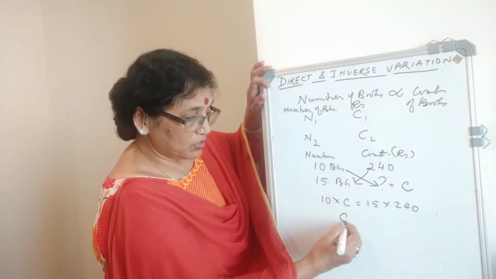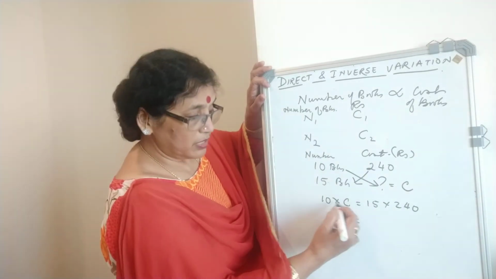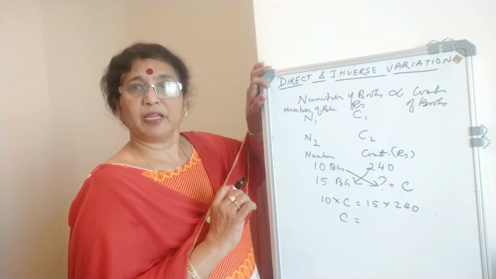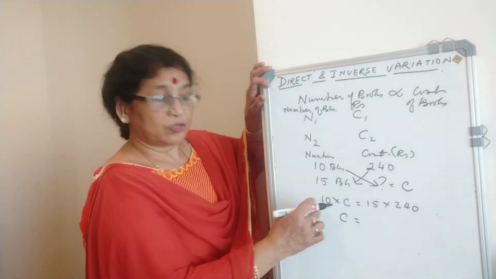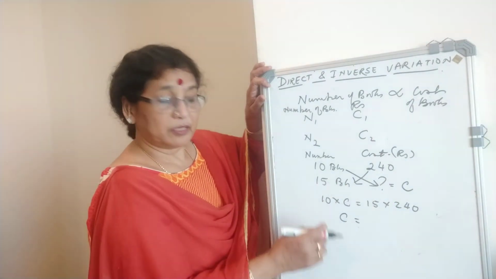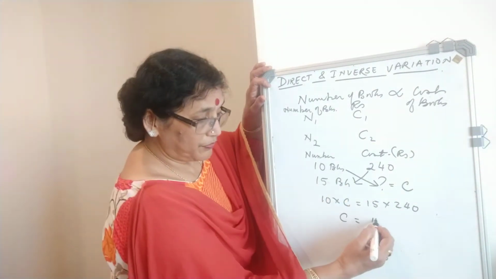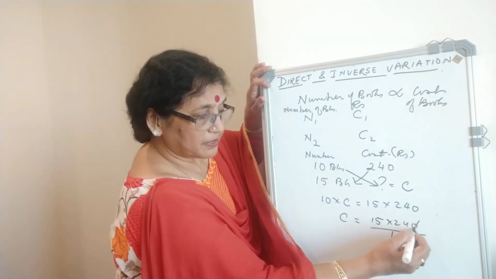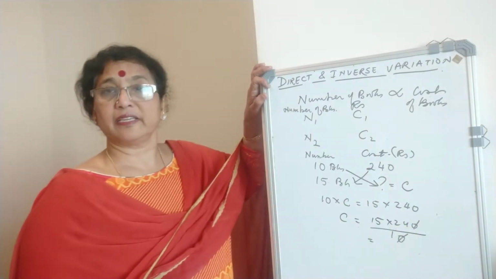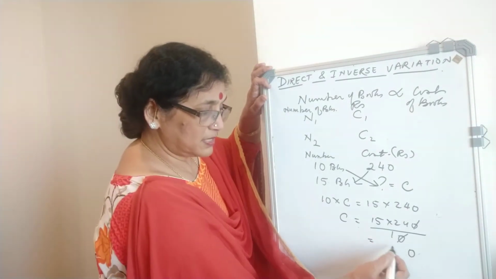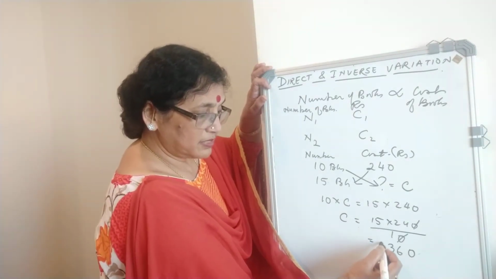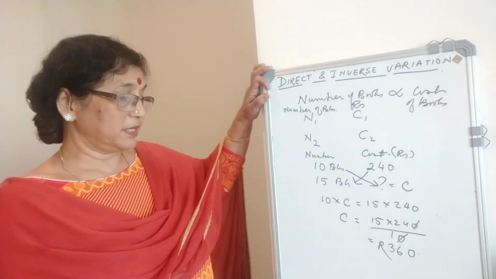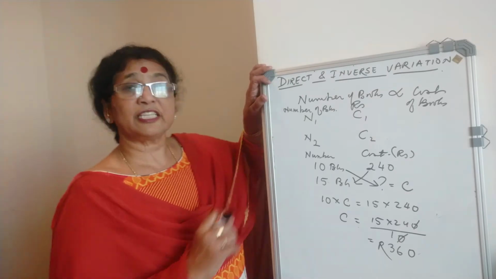So here the cost is by division. You have done simple equations. You know how to make C the subject of the formula. It is 10 times C, so I divide by 10 to remove 10. Therefore C equals 15 into 240 divided by 10. See, it gets cut. Here it's 10, so it's easy. Then 15 fours are 60, so 360 rupees. That many rupees. Is it clear? So this is the crisscross manner.